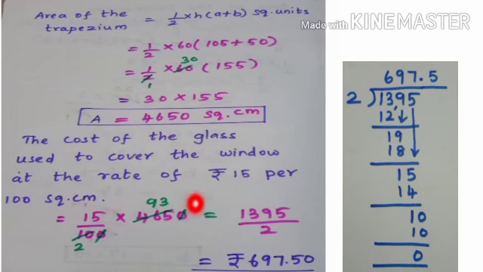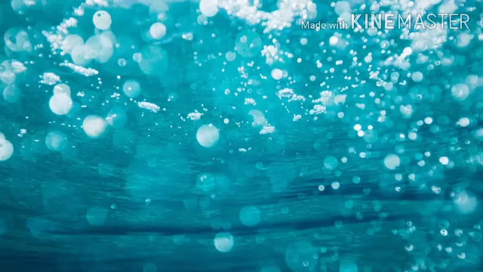4650. Cancelling 0, 0 from the numerator and denominator, and cancelling 465 by 5 by using the table of 5. So it is 93 times and it is 2 times. So 15 into 93. When we multiply 15 into 93, we get 1395. And in the denominator, it is the value 2. Now we have to divide 1395 by 2. We get 697.50, which is the cost.